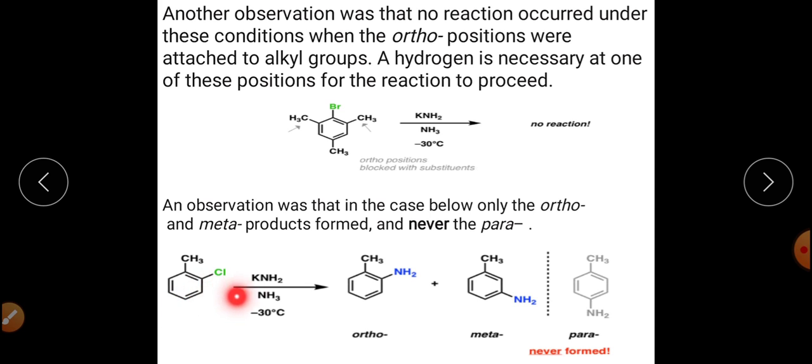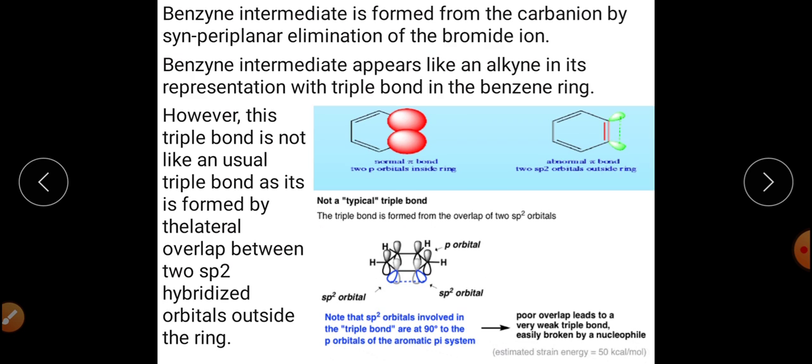But here you are getting the ortho and the meta product only, because you have only the possibility of this benzyne, right? So this is a strong evidence regarding this one. Now if we talk about the benzyne, when we see it at first instance, we can see that it contains a carbon-carbon triple bond, so it will have an alkyne-like character.